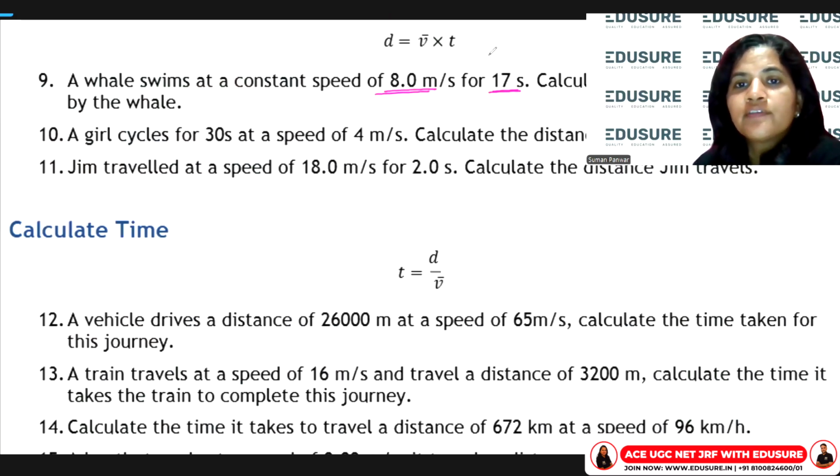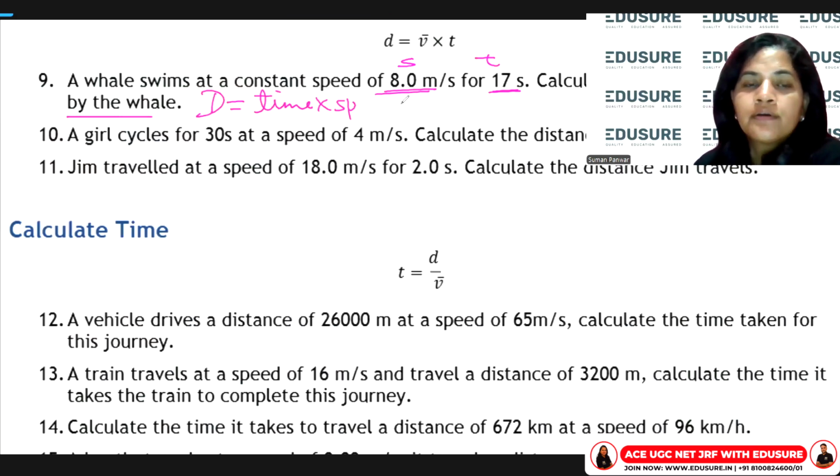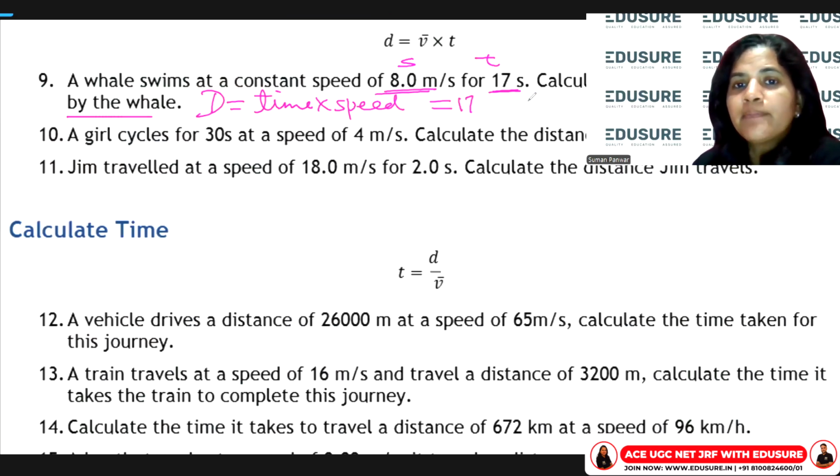So this is your speed and this is your time. Calculate the distance traveled by the whale. So distance is time multiplied by speed. Okay. So 17 seconds multiplied by 8 meters per second. So second and second will cancel each other. So it is 17 times 8, which should be 136 meters.